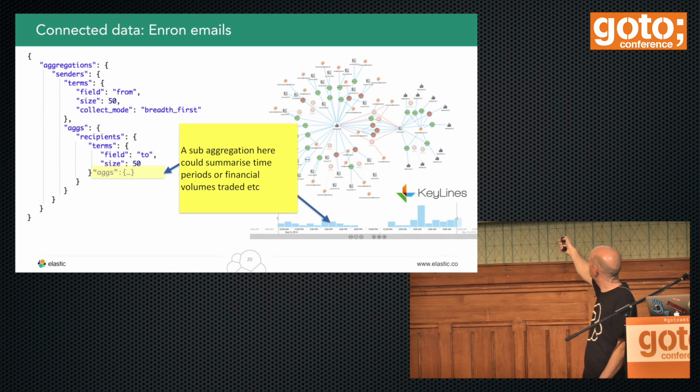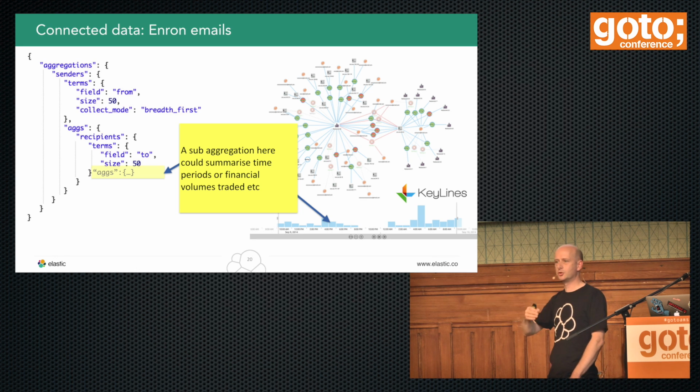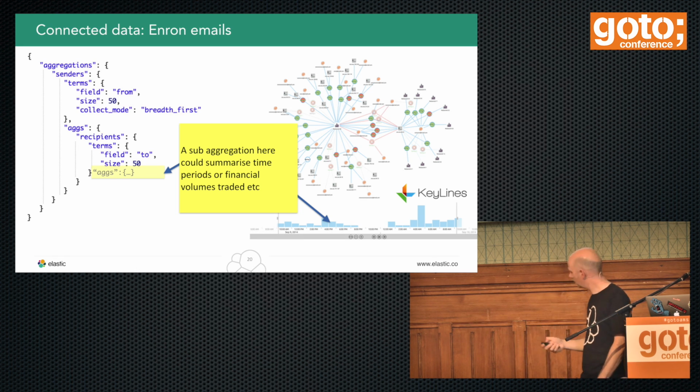But we can do more than just summarize the lines that connect things. If we put another sub-aggregation in here, if this was banking data, for example, I could be summarizing the financial value of the money that was being transferred between each pair. So every line in this diagram could have rich amounts of data in it, summarizing financial volumes, maybe summarizing temporal data, month by month, how many emails were being sent between these two people about this subject.